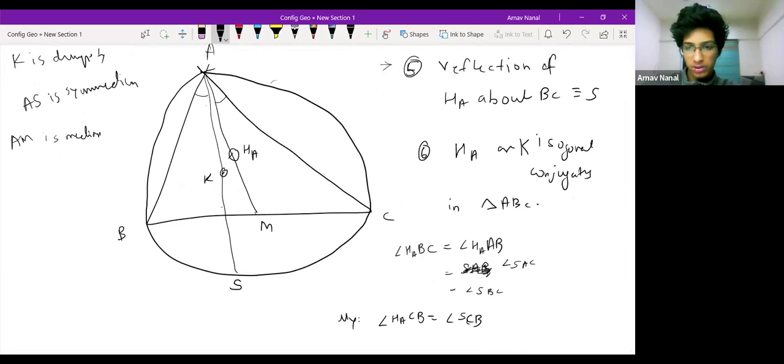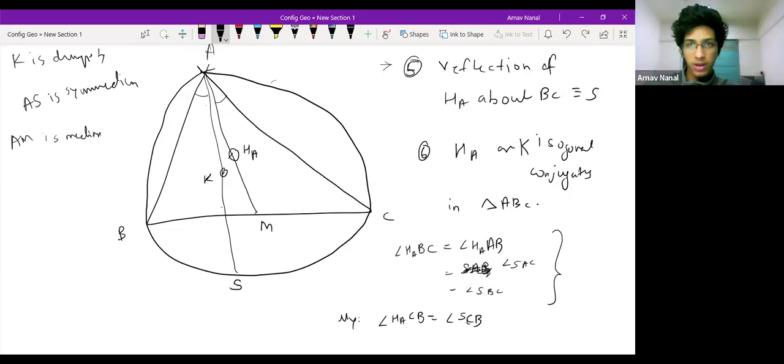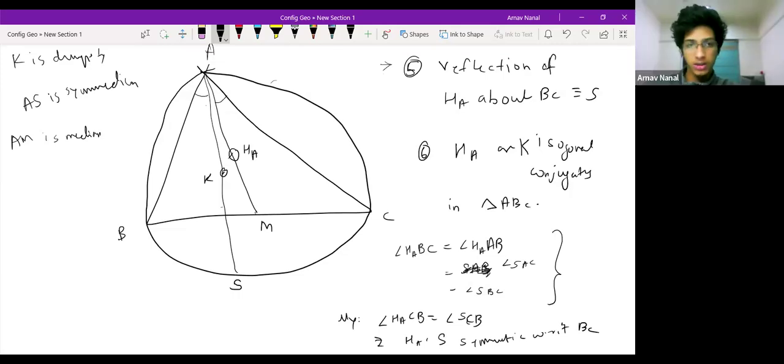Does everyone follow this? Yeah. Did everyone understand how we proved the fifth one? These two statements imply that HA and S are symmetric with respect to BC. Is the fifth statement clear? Since AS and AM are medians, we can say that angle HAAB is equal to angle SAC. So these are median and median, so they are isogonal.